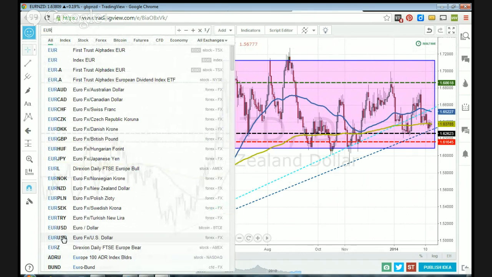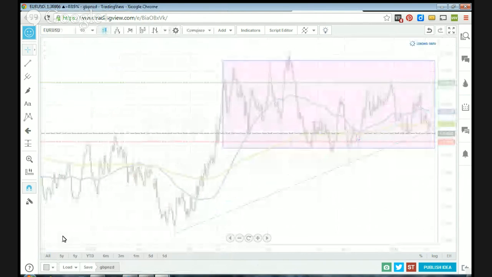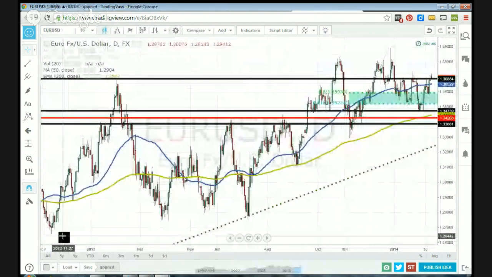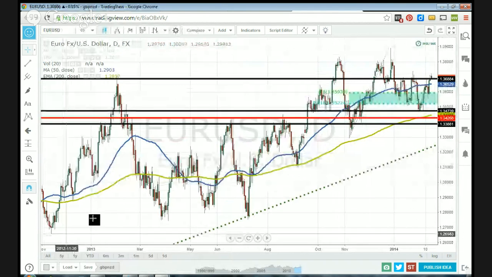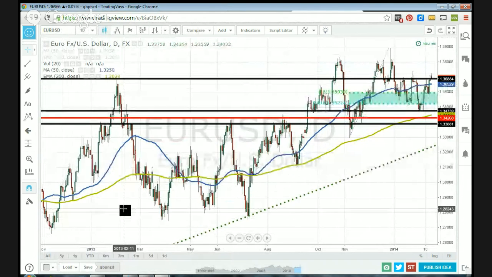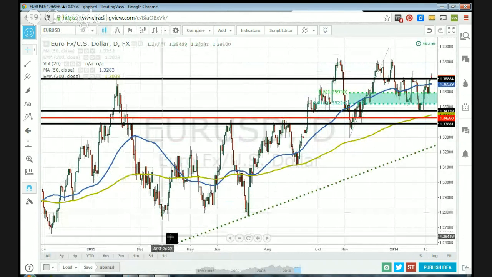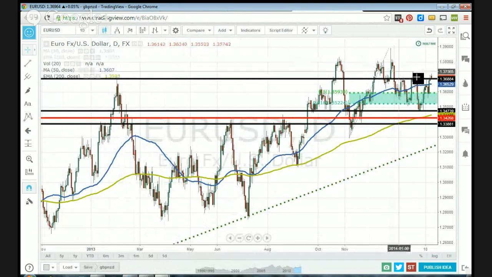And that brings us to Euro US dollar. Okay, so we're outside this. This is a major level we're at here, this black line. We're now above the 50 simple moving average. We've broken out above this. We haven't closed above it. Let's see if we can do that today.